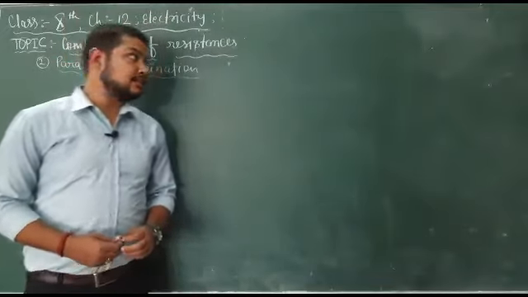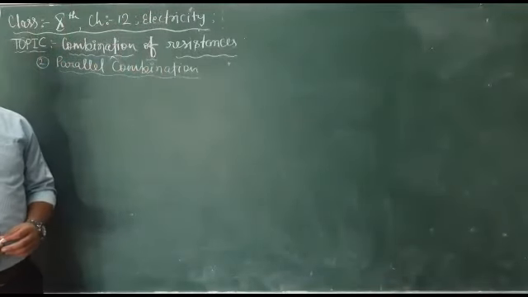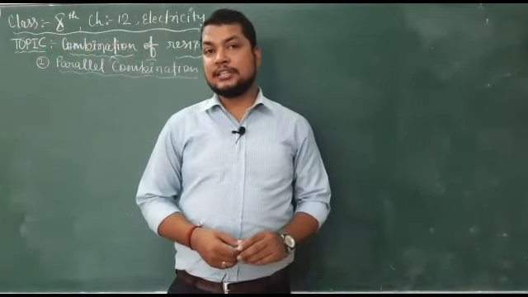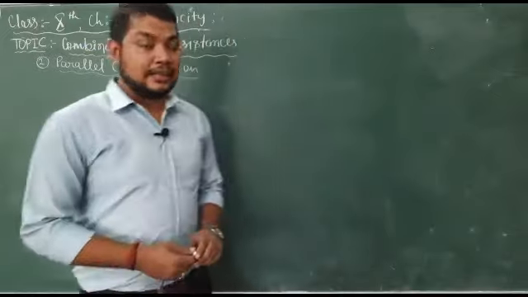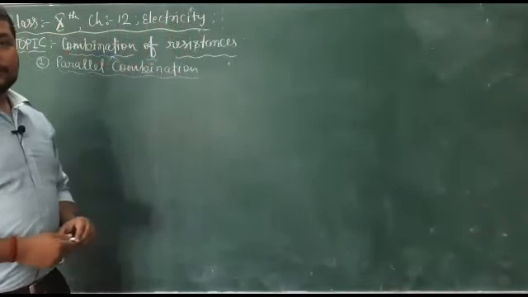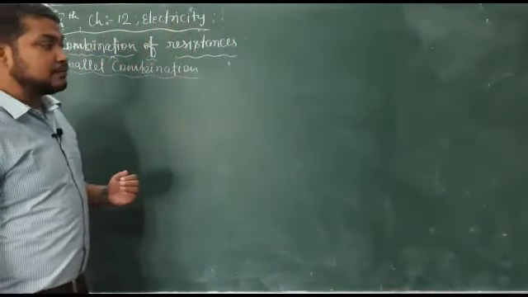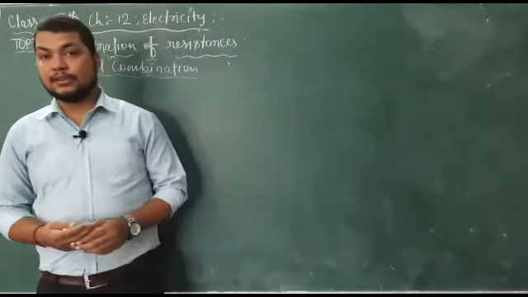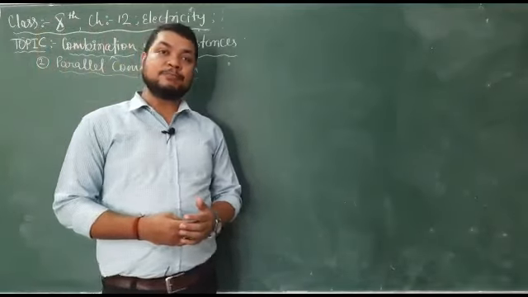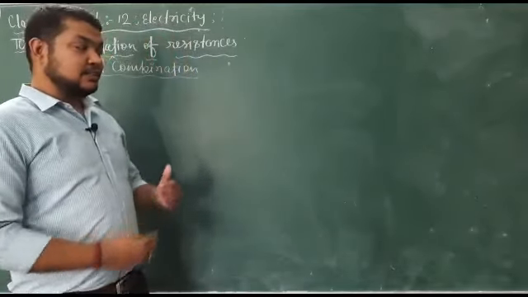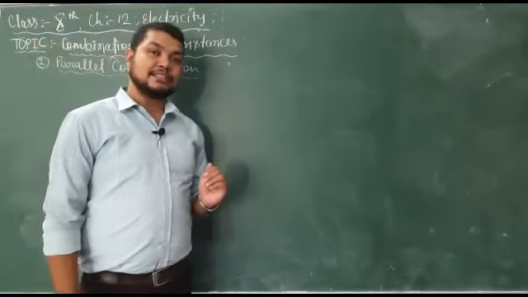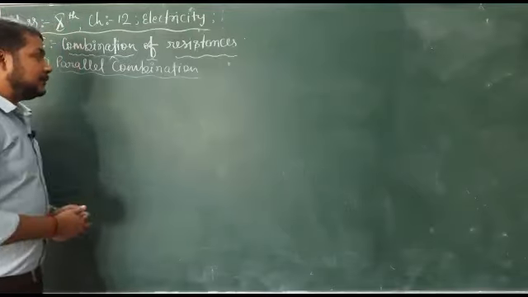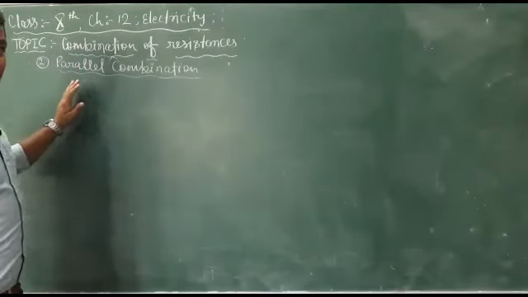Today we'll start the new topic, parallel combination of resistance. In the previous lecture we completed the series combination. In that type of combination we covered the different patterns of resistance: if the resistors are of different value, what will be the equivalent resistance, and if all the resistors have the same value and are combined in series, how the equivalent resistance will be obtained. That we have all covered. Now today's topic is parallel combination.